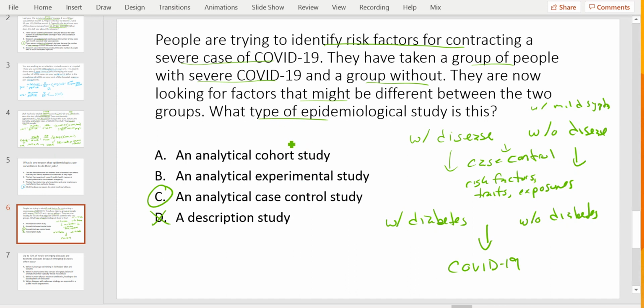And if diabetes is a risk factor, we would expect to see higher numbers of cases here than over in the without diabetes group. And this is a cohort study because we've grouped based on risk factor and then looked for disease, as opposed to vice versa with case control studies, where you group based on disease and then look for risk factors.